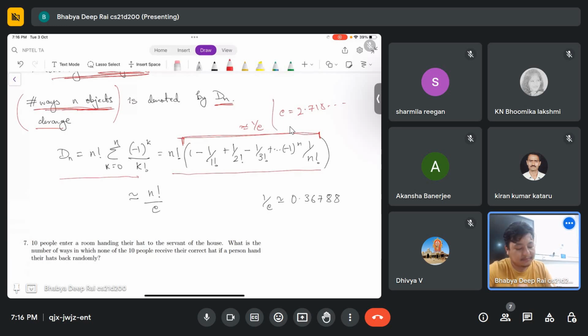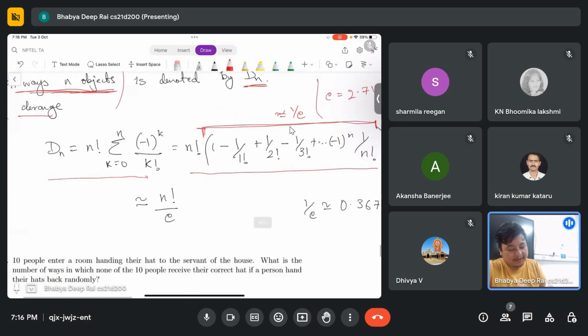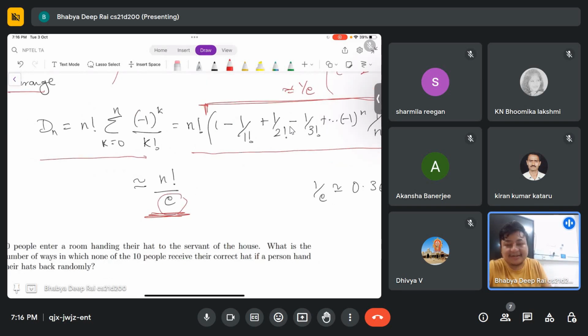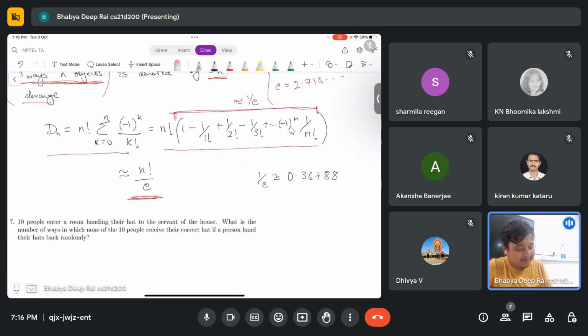So dn can also be approximated by this formula. The more digits to which you approximate e, the better your estimation will be. And what is 1 by e? It is something like 0.36788.